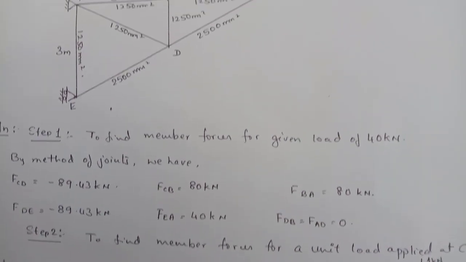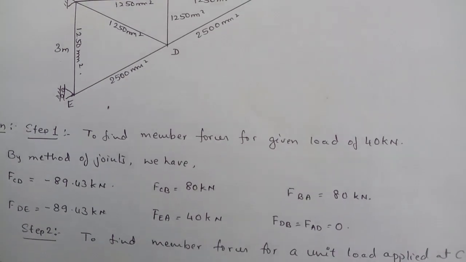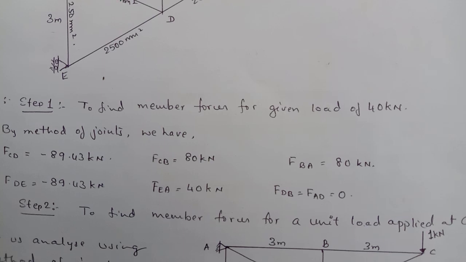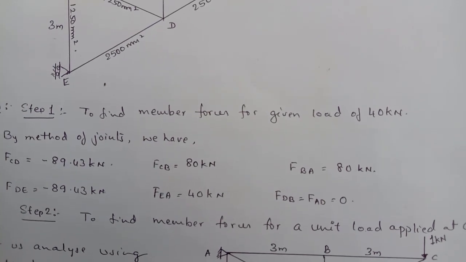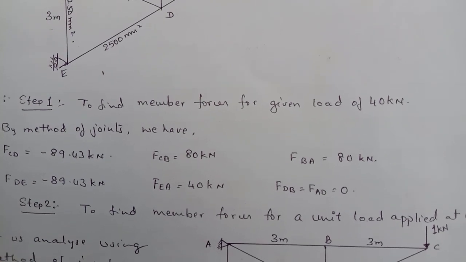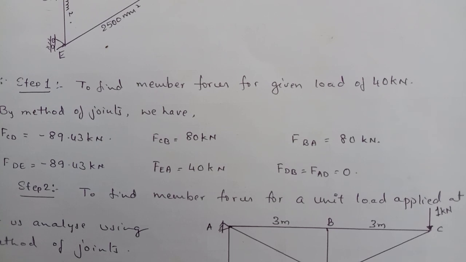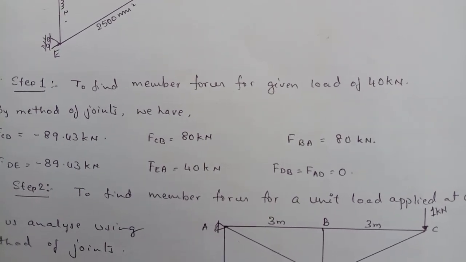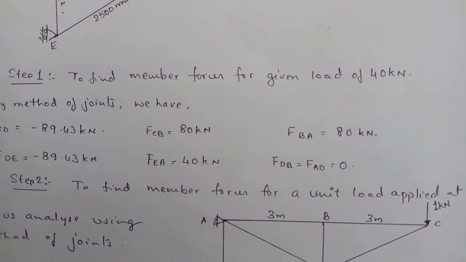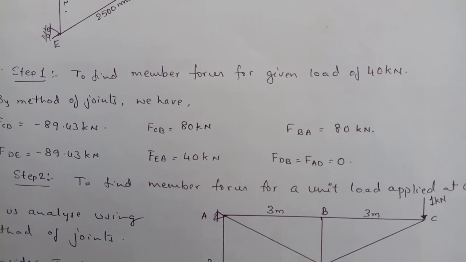So we have solved this particular problem in total strain energy method and also Castigliano's method. So those results we will take as the input, and we have listed out the member forces. FCD equal to minus 89.43 kilonewton, FCB equal to 80 kilonewton, FBA equal to 80 kilonewton, FDE equal to minus 89.43 kilonewton, FEA equal to 40 kilonewton, and there are two nil member forces. They are FDB and FAD equal to 0.